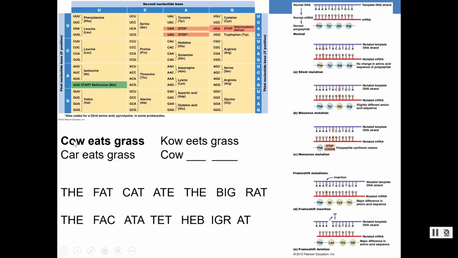If I do it back to here, instead of "cow eats grass," I just have "cow." Cow and then stop. Well, that makes no sense. What about cows? Are they black? They eat grass? I mean, I don't know. It's just cow. It stops. This is a nonsense mutation, and this potentially has a problem for creating a disease.